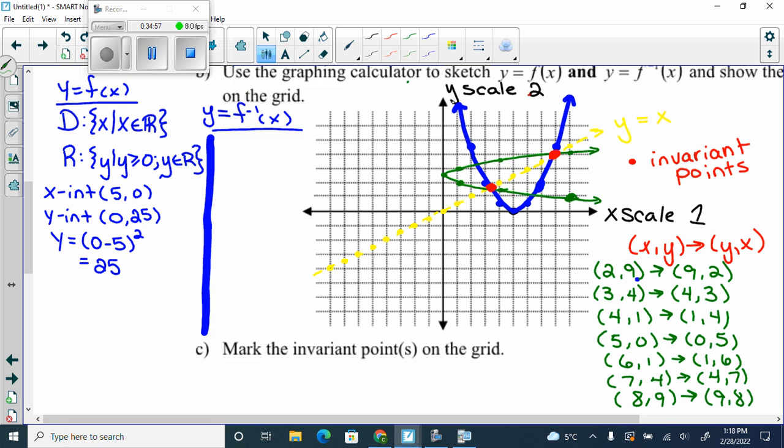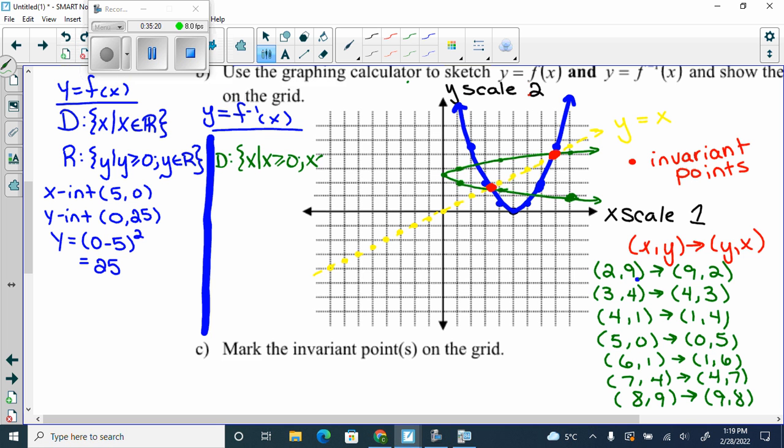The green one's domain. Where does my x start for the green one? 0 and greater, right? So my domain is x such that x is greater than or equal to 0, x is an element of the reals.